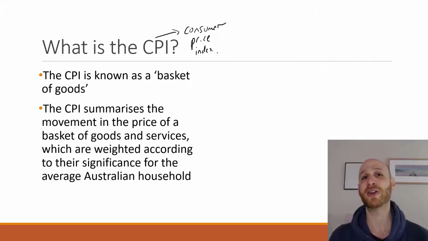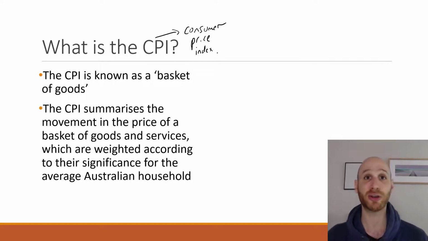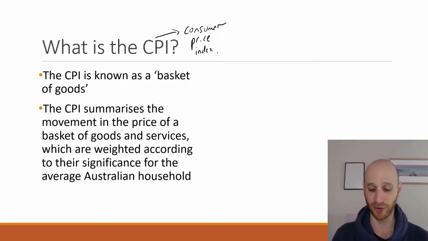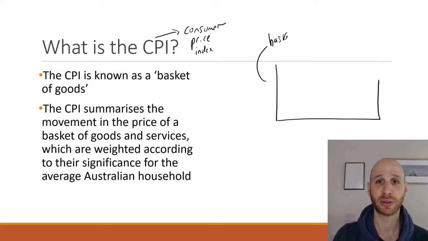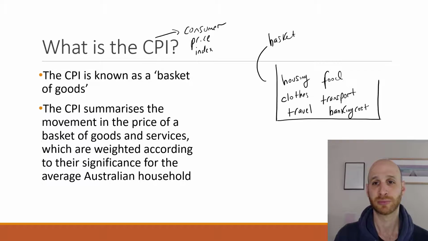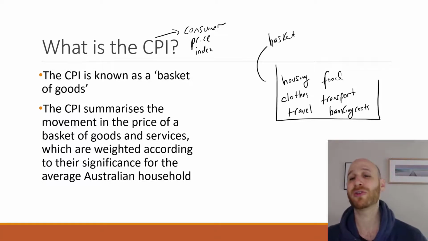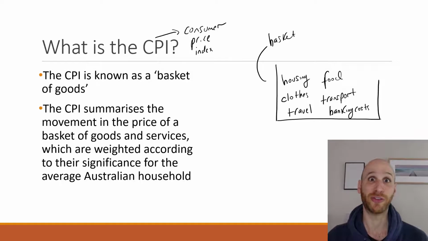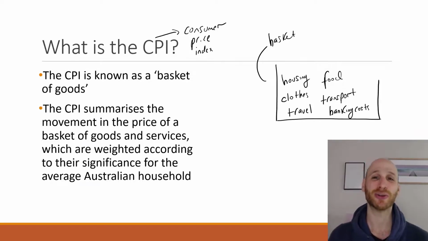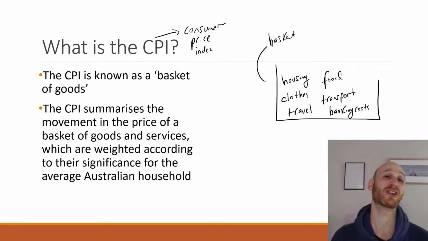If we think about it as a basket of goods, the type of things that could go into the basket could include the following. If we look at a typical basket, things like housing, food, clothing, transport, travel, banking costs, financial services, all of those things would go into the CPI. They would be weighted, and then we'd work out the general movement in prices in an economy.